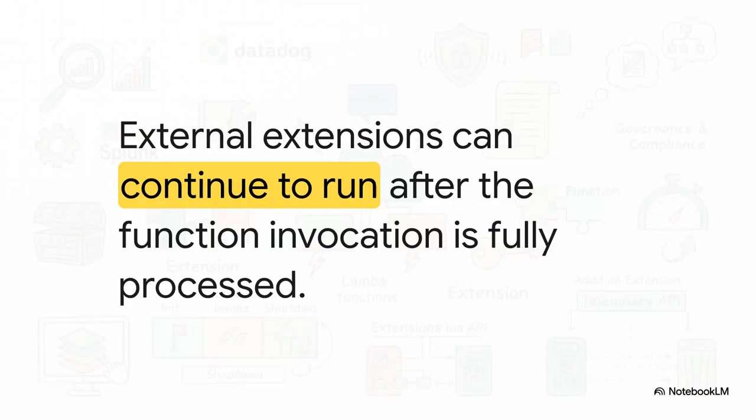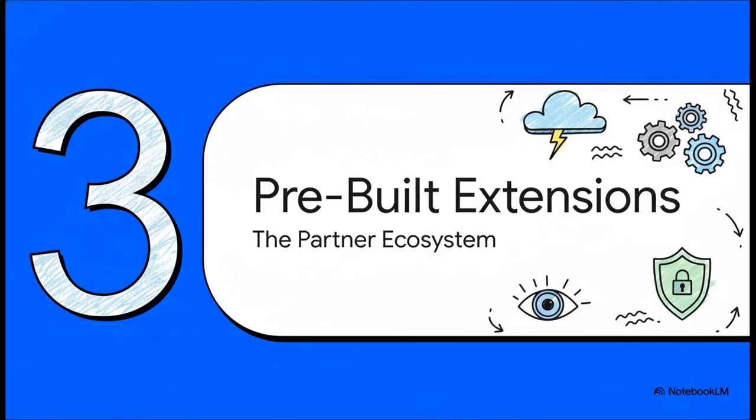And here it is. This is the absolute game changer. During that invoke phase, after your function has done its work and sent a response back to the user, that external extension can keep on running. What does that mean? Well, it can handle all the heavy lifting, like sending detailed logs or batching up metrics completely out of band. It doesn't add a single millisecond of latency to your user's experience. That's huge.